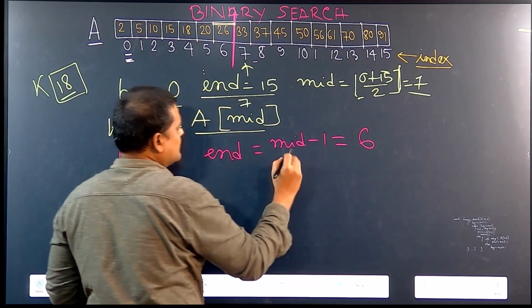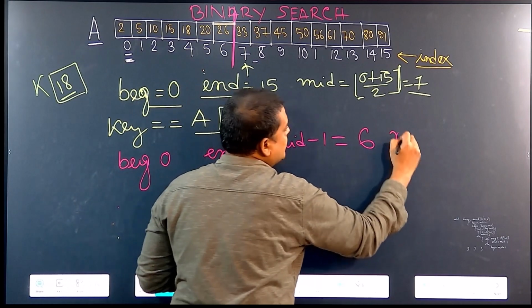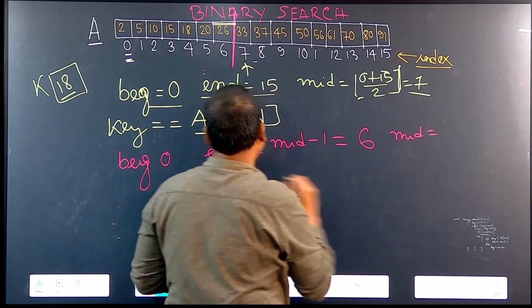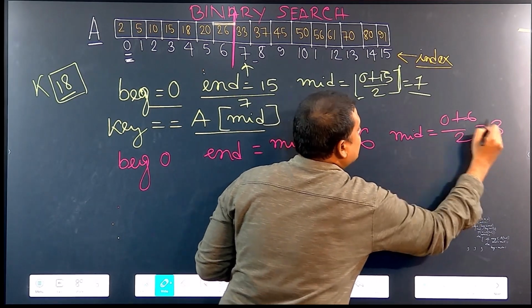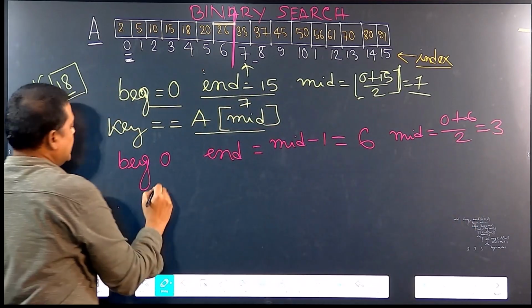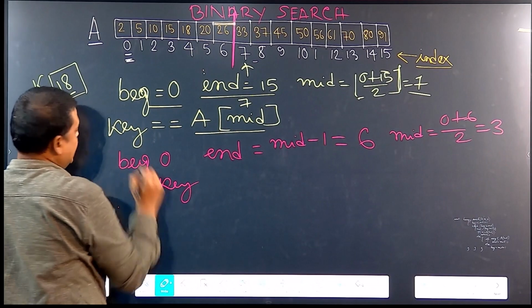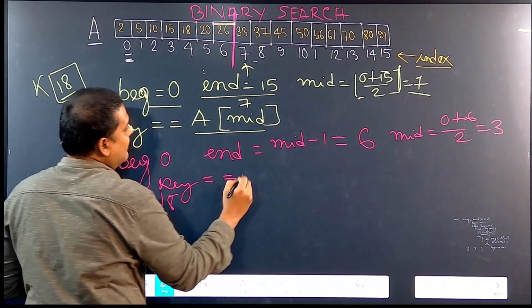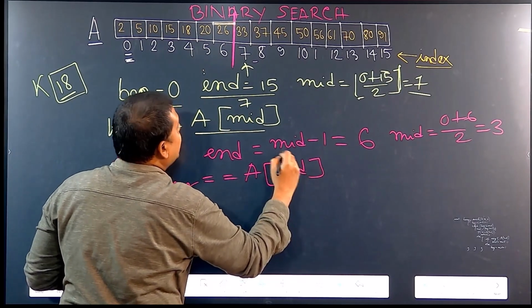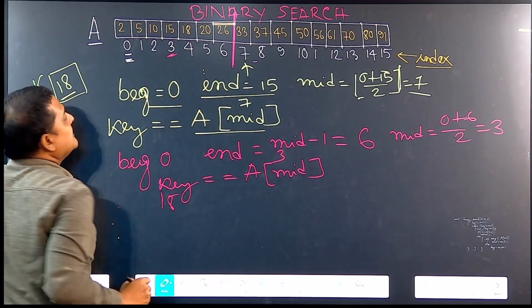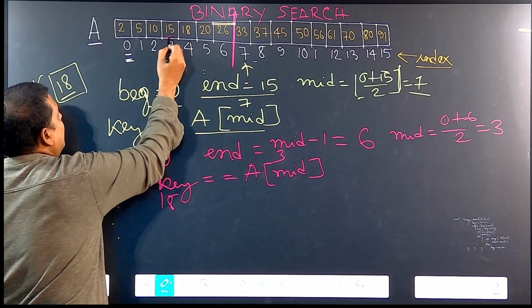This is the end, and what will be the mid? 0 plus 6 by 2, it is 3. So, I will compare the key element, that is 18, with our A of mid. What is A of mid? Mid is 3. So, 3 is what? Here what element is there?